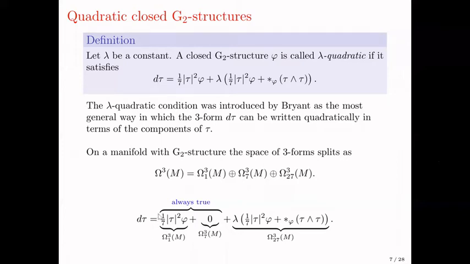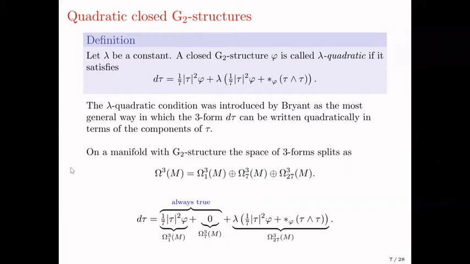Now, what I wanted to highlight was that for any closed G2 structure, not just one that satisfies this lambda quadratic equation, these pieces are always specified. So the 1-dimensional piece of d tau for any closed G2 structure is always 1/7 norm tau squared times phi, and the 7-dimensional piece always vanishes. So the new information in this equation is prescribing the 27-dimensional piece of d tau. In some sense, this equation is 27 equations.